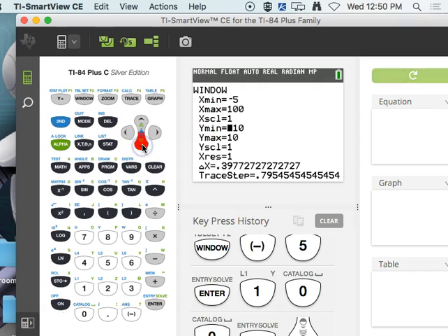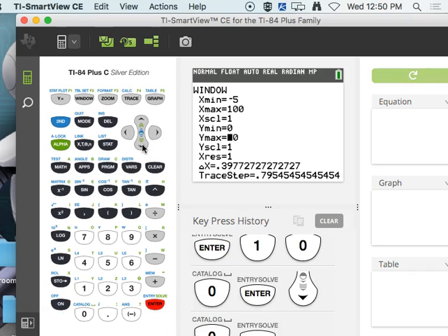Y values. What was the smallest number that we put in for millions? 4.4? Well, then maybe start with 0. That wouldn't be awful. And we went up to 21.2. Is that the highest, everybody? Okay, so 30 sounds good. Let's go with 30.